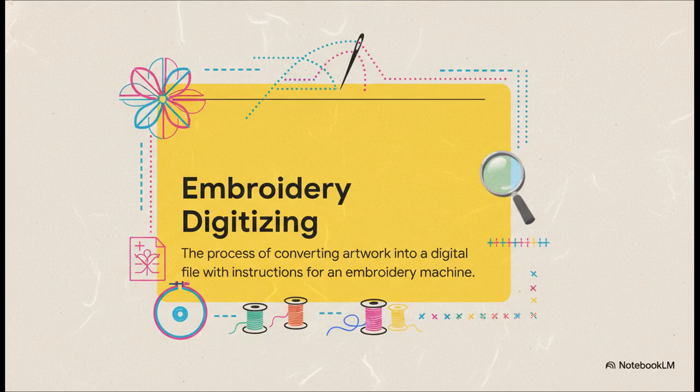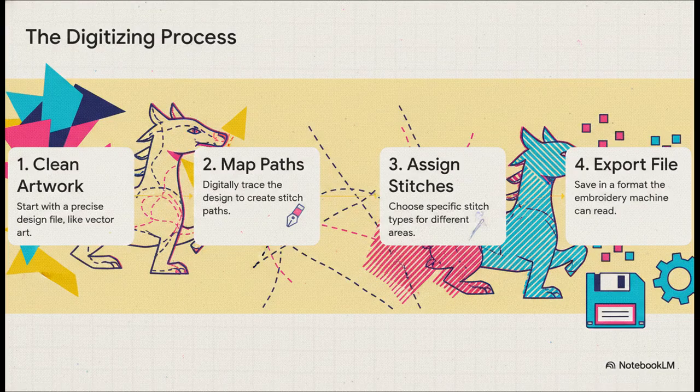It's taking your artwork, and ideally that clean vector file, and turning it into a set of instructions that tells the embroidery machine exactly what to do: where to put the needle, what kind of stitch it should use, and even when to change the color of the thread. And this breaks it down so well.